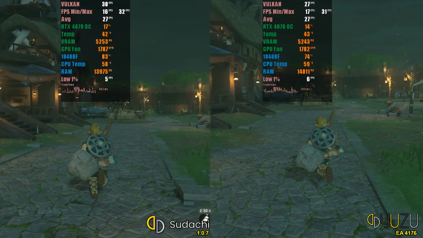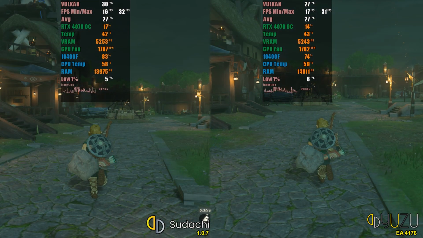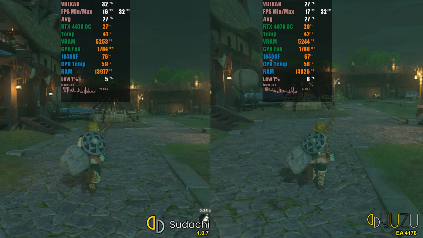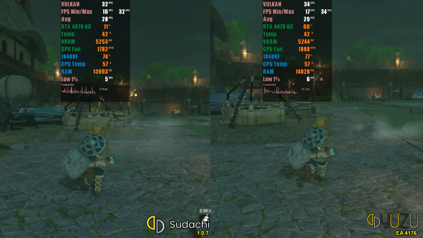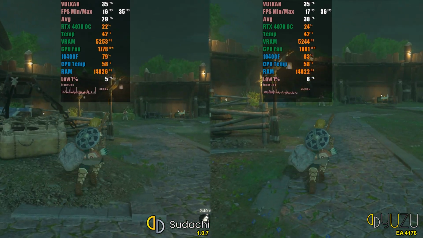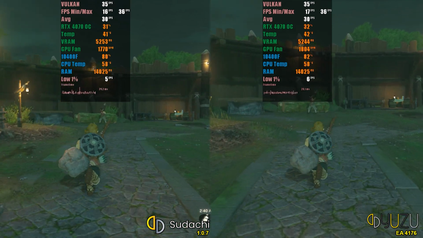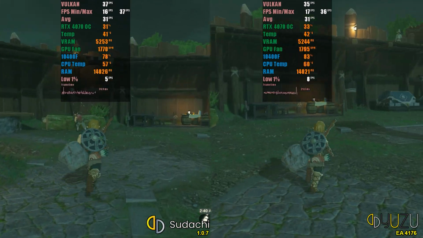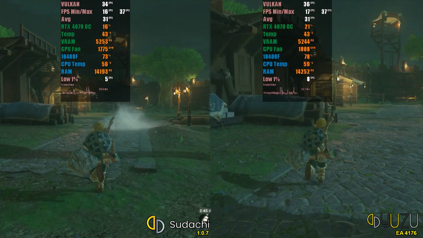Lastly, we tested Zelda Tears of the Kingdom. Despite being one of the most challenging and poorly optimized games on the Switch, there wasn't a significant difference in the final result. As long as both emulators use the same resources and under the same testing conditions, the results will always be identical.